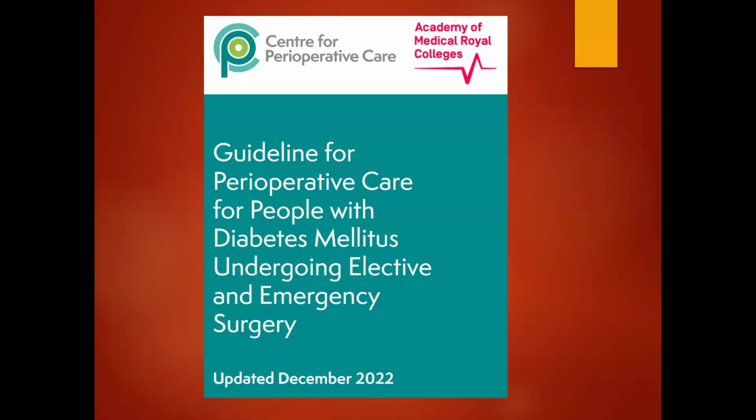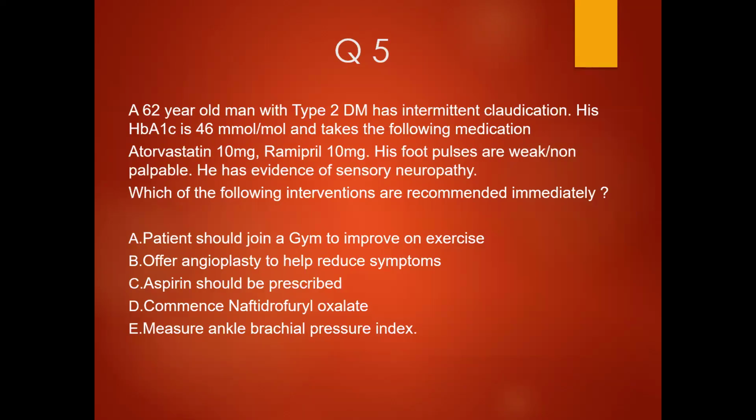On to question number 6 for you all. A 62-year-old man with type 2 diabetes has intermittent claudication. His HbA1c is 46 millimole per mole, and he takes the following medication: atorvastatin, ramipril. His foot pulses are weak, non-palpable. He has evidence of sensory neuropathy. Which of the following interventions are recommended immediately? Should the patient join a gym to improve on the exercise, offer angioplasty to help reduce symptoms, aspirin should be prescribed, commence naftidrofuryl oxalate, or should we measure an ankle brachial pressure index?